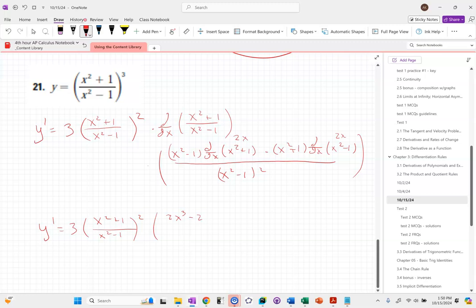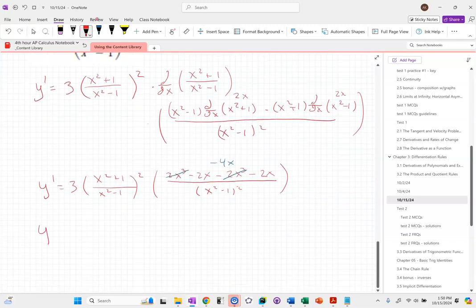2x cubed minus 2x minus 2x cubed minus 2x, all over x squared minus 1 squared. So far, so good. Again, the calculus is kind of done in that previous step. I'm just simplifying, right? So those guys can cancel, and I'm left with just minus 4x here.